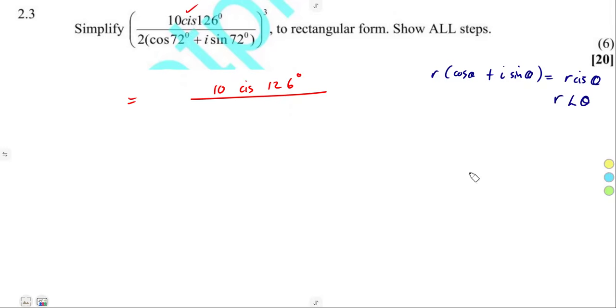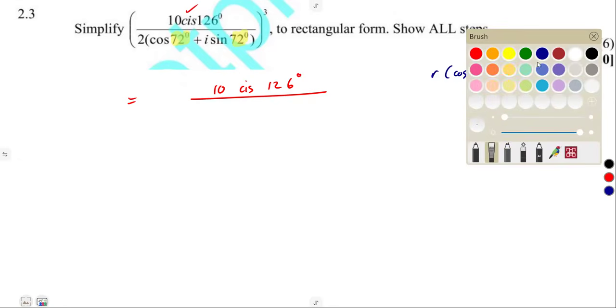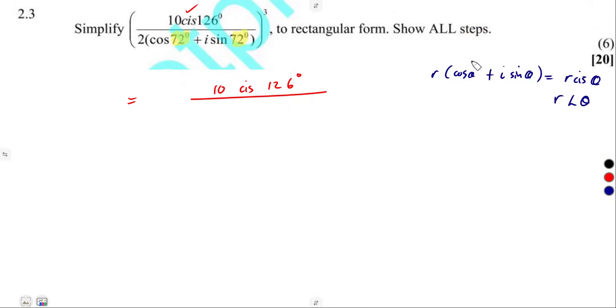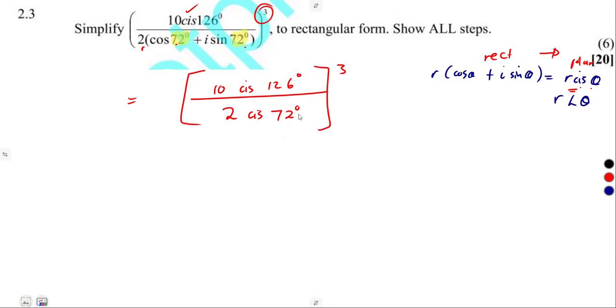So in this case, we can see that this is the same thing, 72 degrees, 72 degrees. The first one has a cos, the other one has a sine. So we can rewrite that one in polar form as r cis theta, from rectangular to polar form. So our r is 2. So that's 2 cis theta. The angle theta is 72 degrees. Everything is being raised to the exponent of 3 that we're given there.